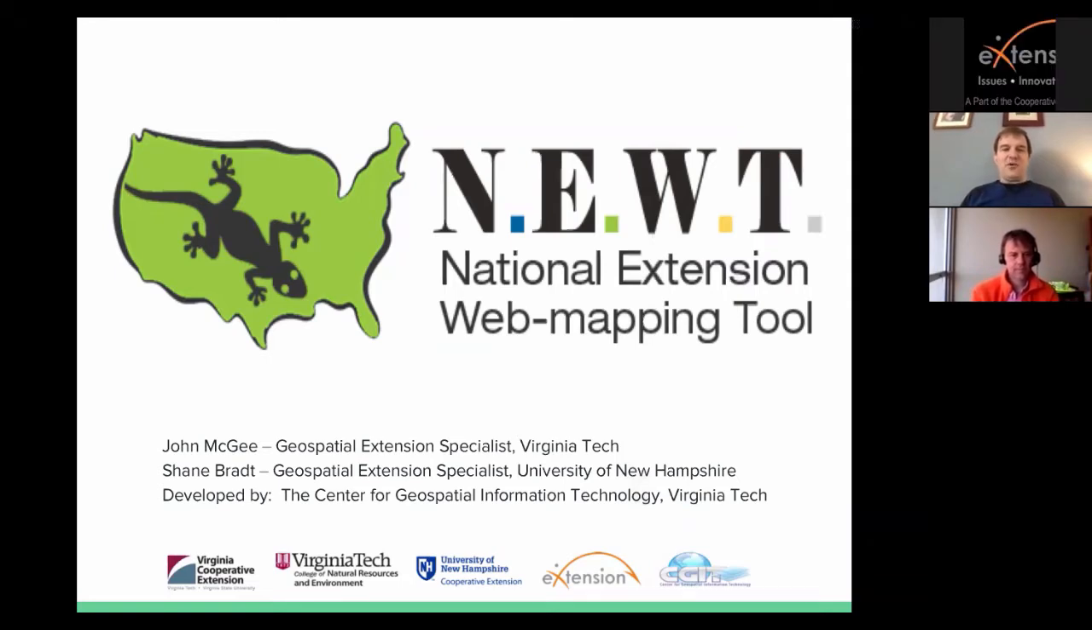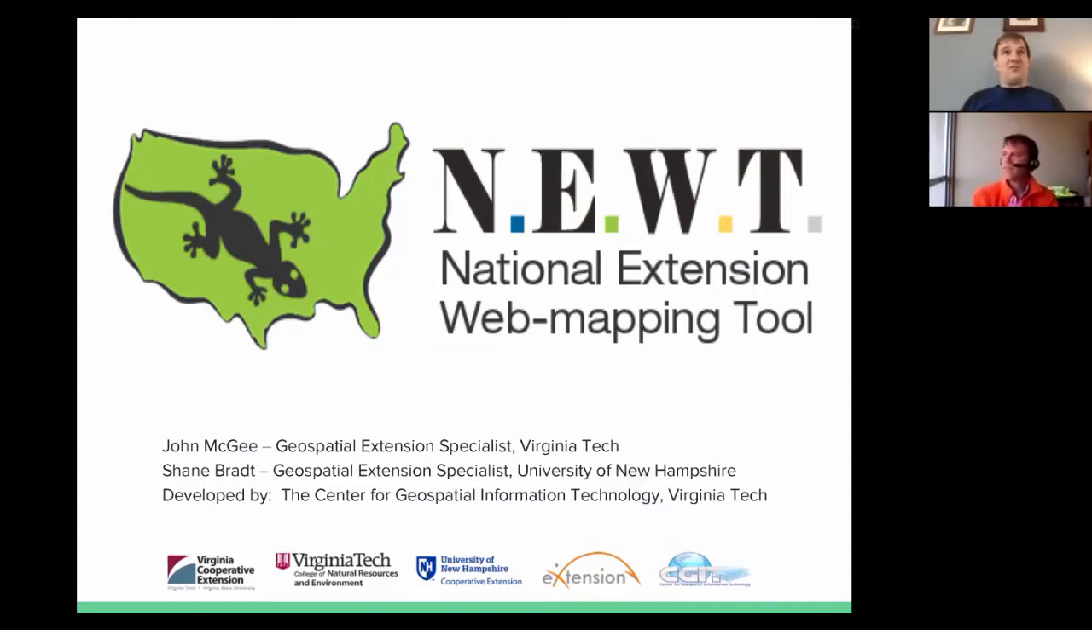So my name is Shane Brott. I work at UNH Cooperative Extension in New Hampshire. My job is really focused on two completely different things. One is mapping technology, so geospatial technologies, and also lake water quality and limnology. John? Yeah, so I'm John McGee. I'm the Geospatial Extension Specialist here at Virginia Tech, and I'm in the Department of Forest Resources and Environmental Conservation.